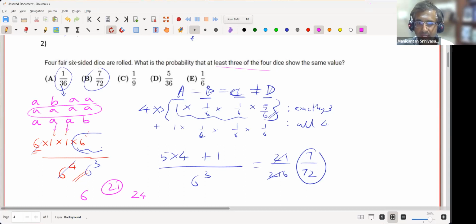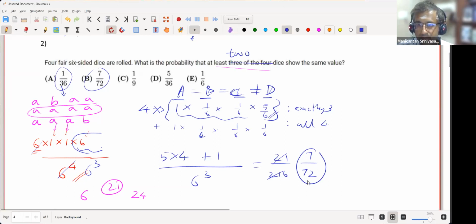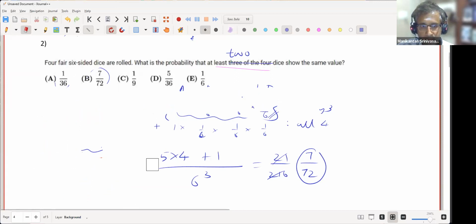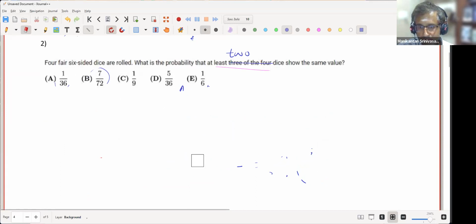Okay. All right. Let me just change the question a little bit. So instead of at least 3 of the 4 dice, suppose we say at least 2 of the 4 dice show the same value. Can you all do this question now? The only modification is I've changed 3 to be 2.